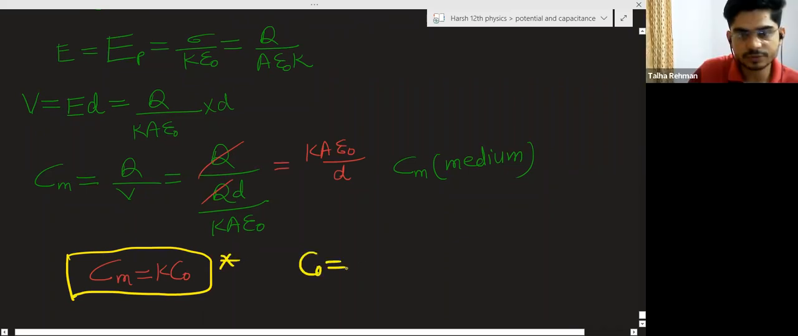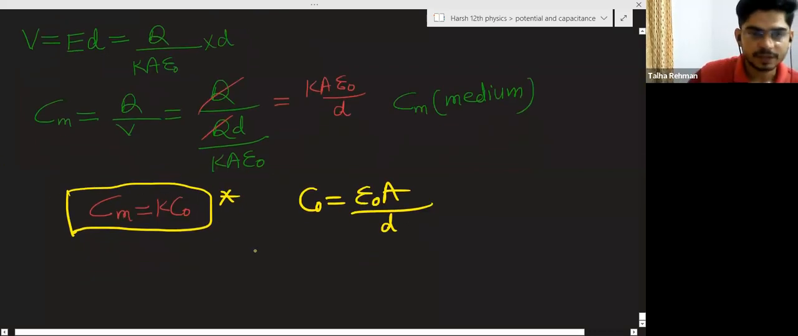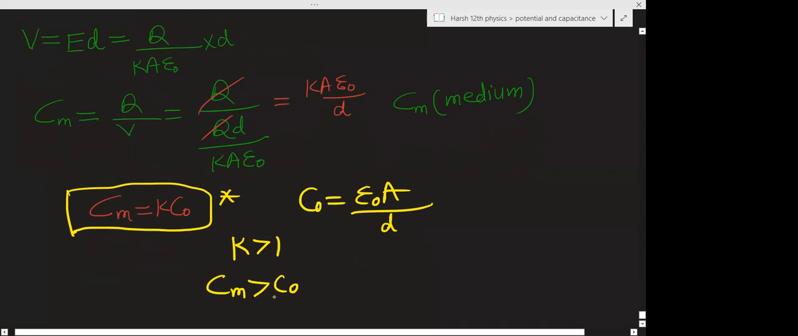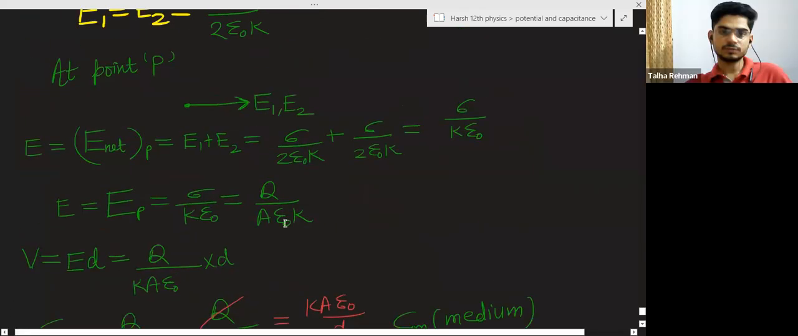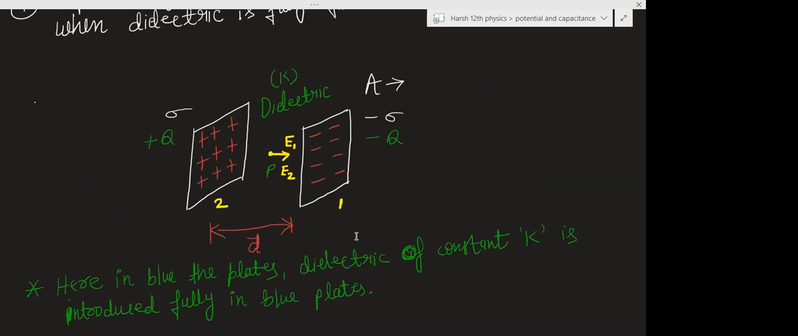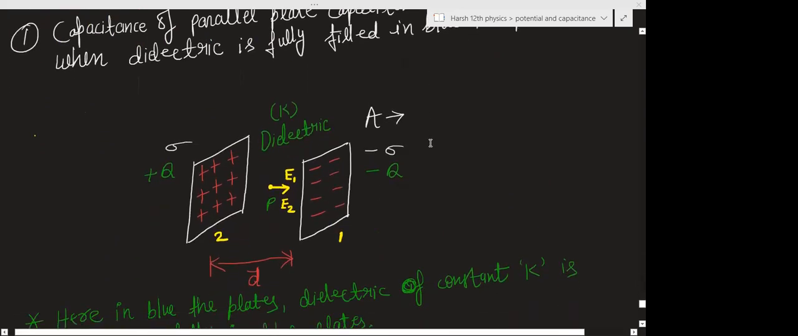Where C naught is equal to epsilon naught A by d, which is the parallel plate capacitance. Always remember that for a dielectric, K is greater than 1. So K greater than 1 means Cm is greater than C naught. So please note it down.